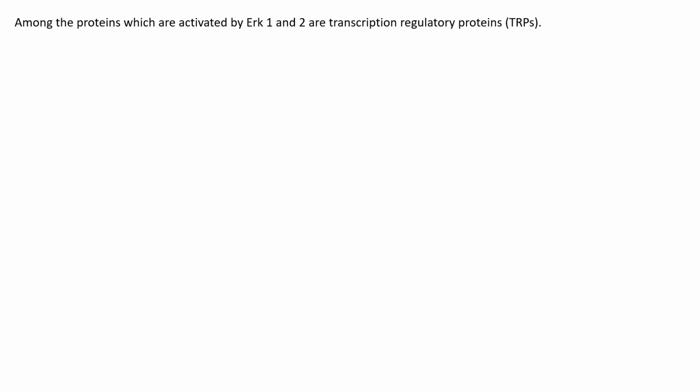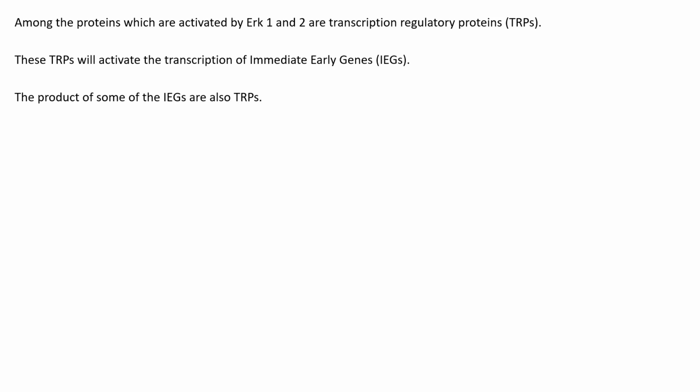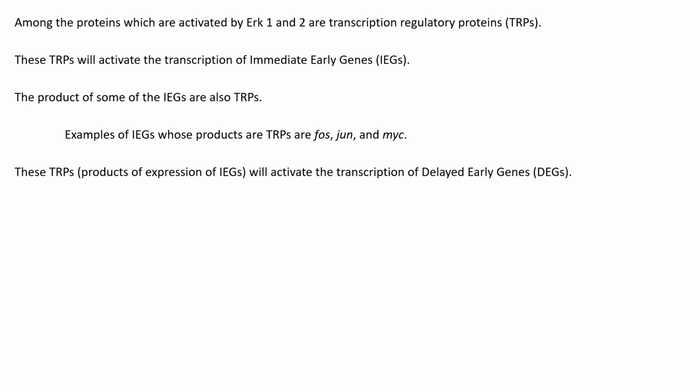Among the proteins which are activated by ERK1 and 2 are transcription regulatory proteins, TRPs, also known as transcription factors. These TRPs will activate the transcription of immediate early genes, IEGs. The products of some of these IEGs are also TRPs. Examples of IEGs whose products are TRPs are the FOS, JUN, and MYC genes. These TRPs, products of expression of IEGs, will activate the transcription of delayed early genes, also known as DEGs.